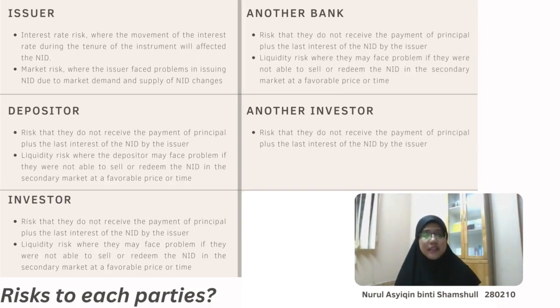For the risk to each party, firstly, the first risk that the issuer may face is the interest rate risk. The NID will be affected with the movement of the interest rate during the tenure of the instrument until maturity date. If the issuer issued a NID at a fixed rate and the market interest rate changed unfavorably for the issuer, they may experience loss since the issuer has to pay more of the interest.